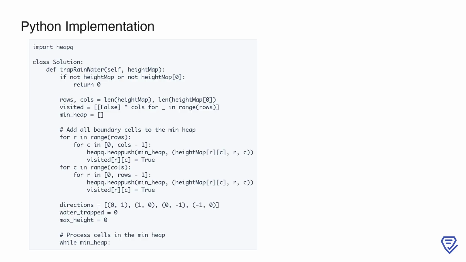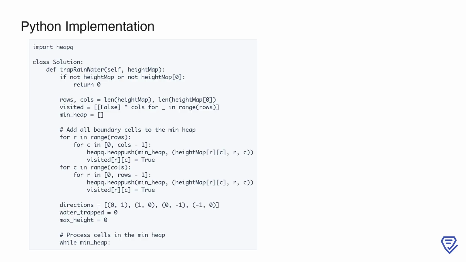Next, we determine the number of rows and columns in the grid, and we create a visited matrix to keep track of which cells have already been processed. Additionally, we initialize a min_heap to manage the boundary cells and their heights efficiently. Now, we add all the boundary cells to the heap.